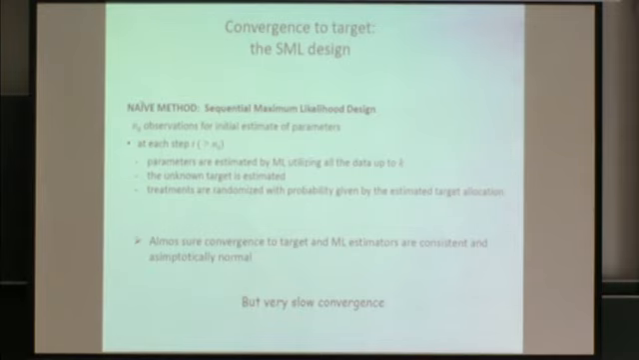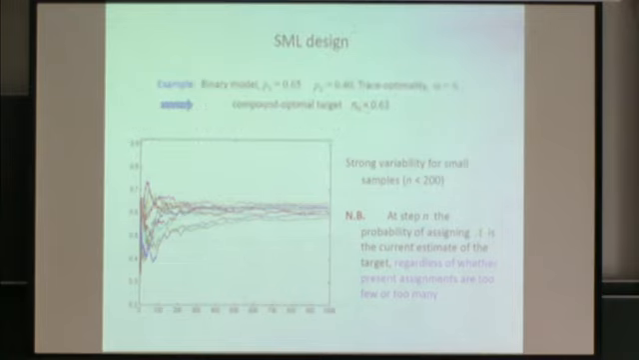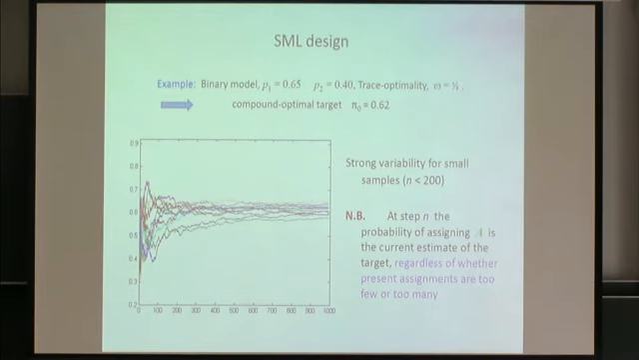But the convergence is very slow. This is a bad design. It's not a good design. The convergence is too slow. This is a design that should converge to 0.62, and it does in the end, but you see how long it takes. So why is that? It's because at step n, the probability of assigning treatment A is the current estimate of the target, regardless of whether the present assignments are too few or too many. So if A has been assigned a lot of times, we don't take that into account. We just give it a set probability, and therefore it takes a long time to correct initial mistakes. Can we do better? Yes.